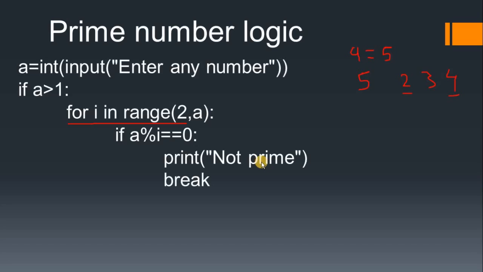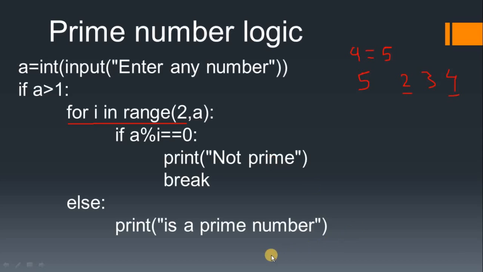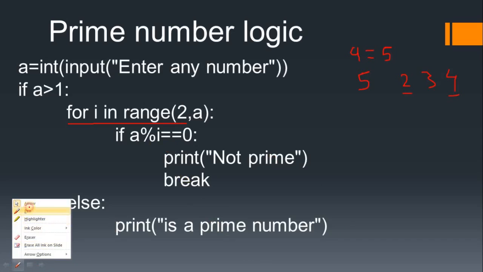So immediately it will print it is not prime. The next statement is break. The break statement is required here, because after that our program should stop. It will break this for loop and you will get the result only not prime. So we use the break, and in the else part we will use the code it is a prime number. I will explain again how this will work.